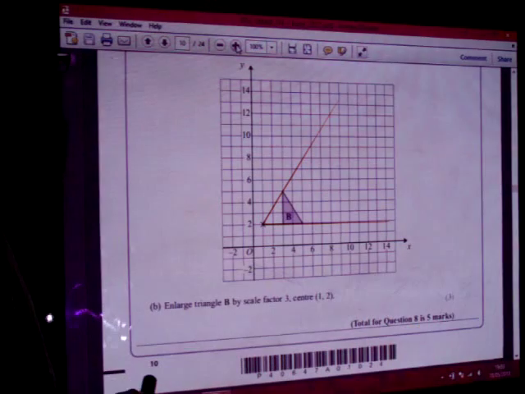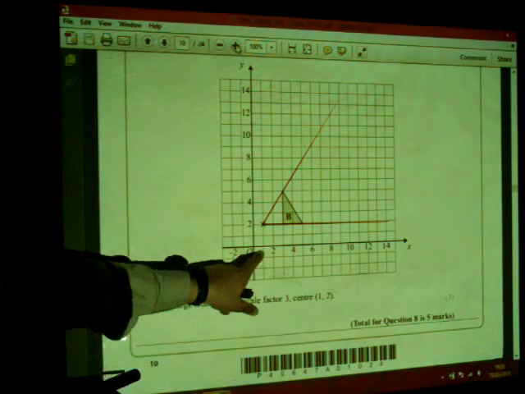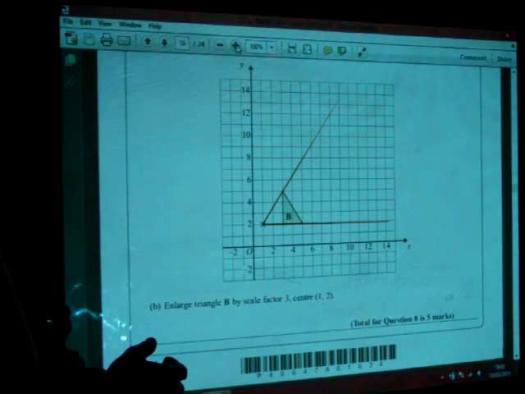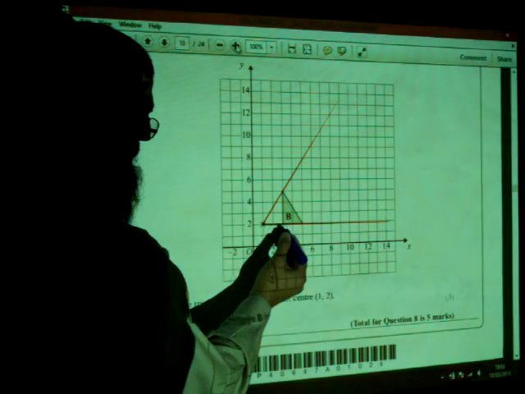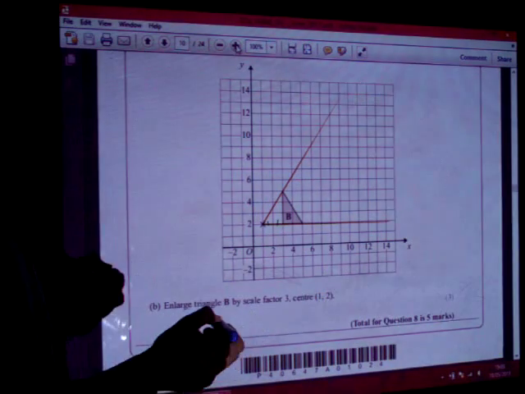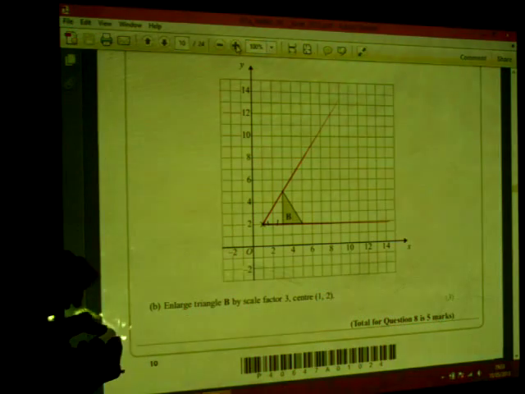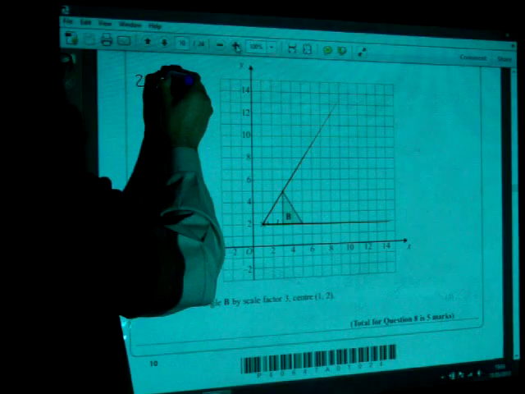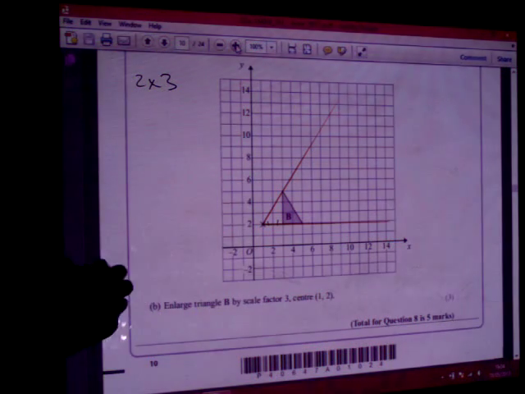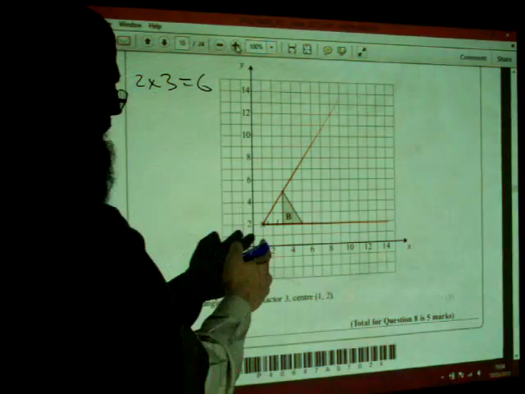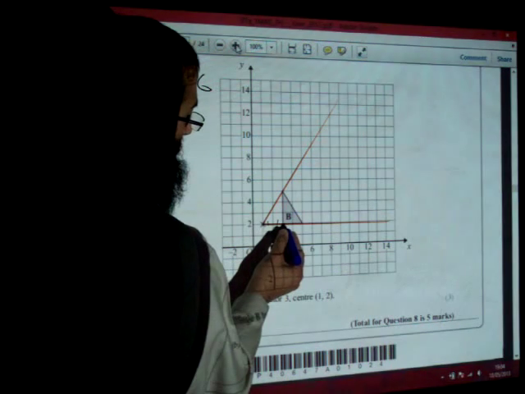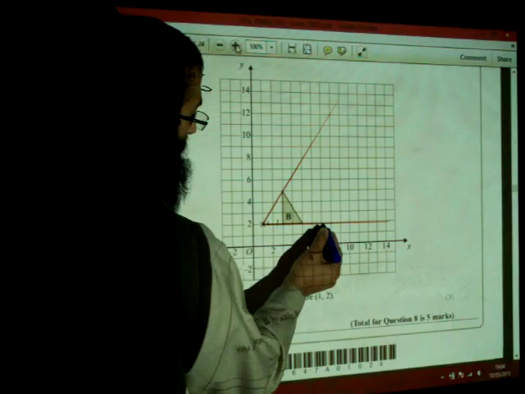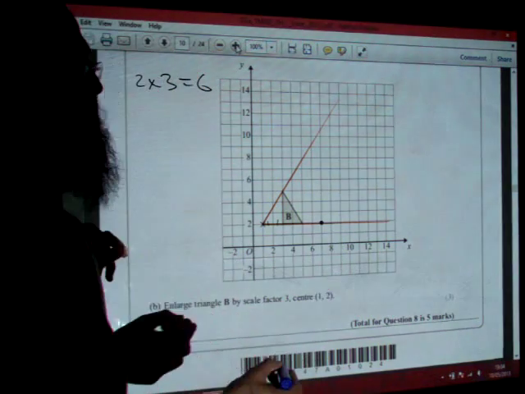Right, it goes by scale factor of 3, center 1, 2, there's the center. Now, look at the distances. The distance from here to the first corner is how much? The distance is 2. So we've got 2, and we times it by 3. And that gives you 6. So this point here will now be at a position of 6. So 1, 2, 3, 4, 5, 6. That's that corner done.